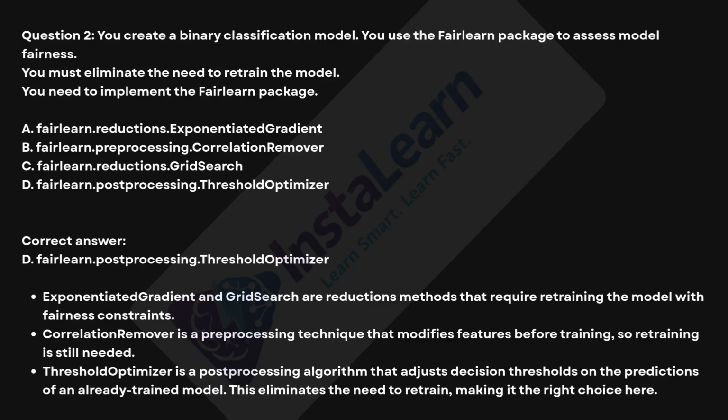Threshold optimizer, on the other hand, is a post-processing algorithm. It works by adjusting the decision thresholds on the predictions of an already trained model to improve fairness across different groups. Because it operates on the model's outputs rather than the training process itself, there is no need to retrain the model. That's exactly what the question requires. Final answer is D. FairLearn. Post-processing. Threshold optimizer.